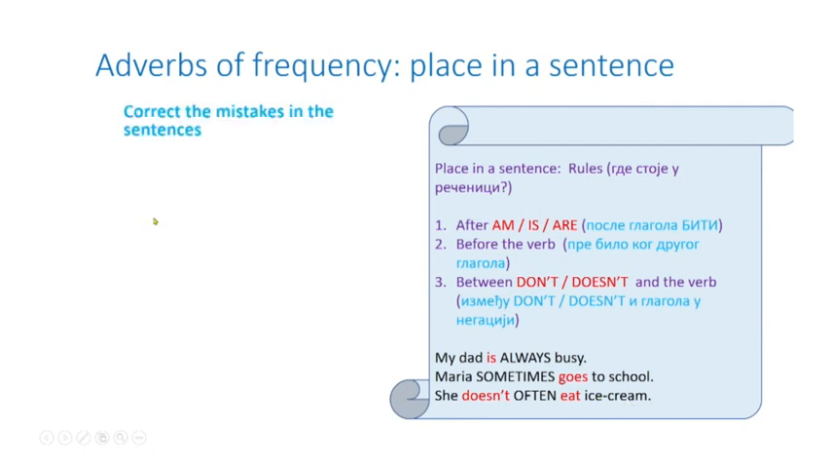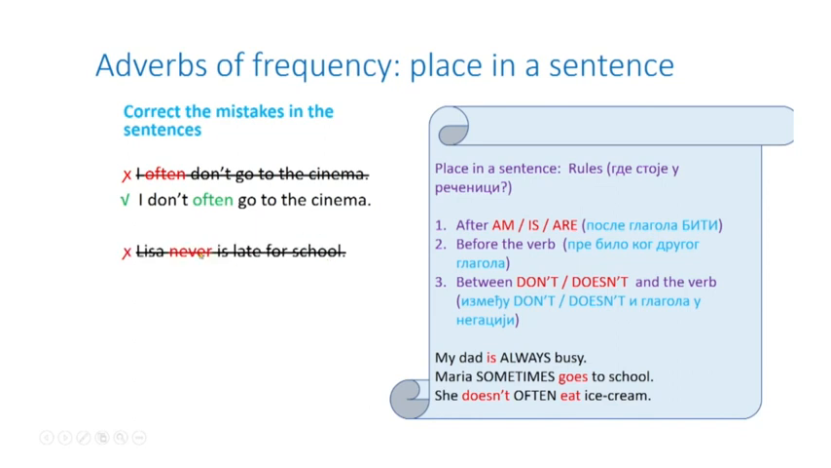Let's practice this. We need to correct the mistakes in the sentences. Hajde da ispravimo greške u sledećim rečenicama. What's wrong with this? I often don't go to the cinema. Vidimo oblik negacije don't i glagol. Rekli smo u tom slučaju adverb of frequency goes between, ide između. So often needs to go here. So the correct sentence is I don't often go to the cinema. Ne idem tako često u bioskop.